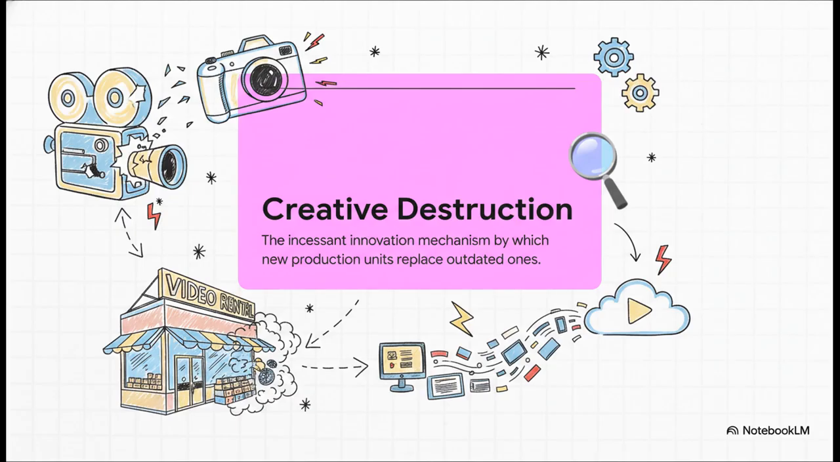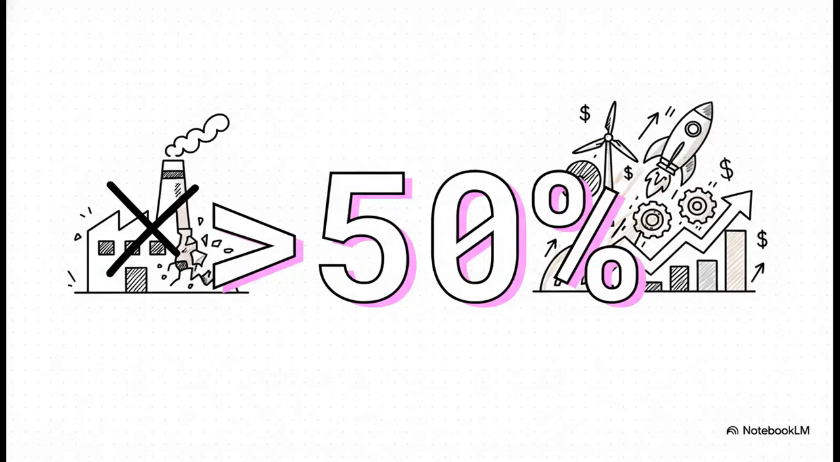Think about how Netflix basically made video rental stores extinct, or how the smartphone made a dozen other gadgets disappear from our pockets. So just how big a deal is this? Well, studies show that over the long haul, this process of creative destruction is responsible for, get this, over half of all productivity growth. Let that sink in. This isn't just some side effect of a healthy economy. It is the main event. It's the economy's way of shedding its old skin and evolving into something stronger and better.